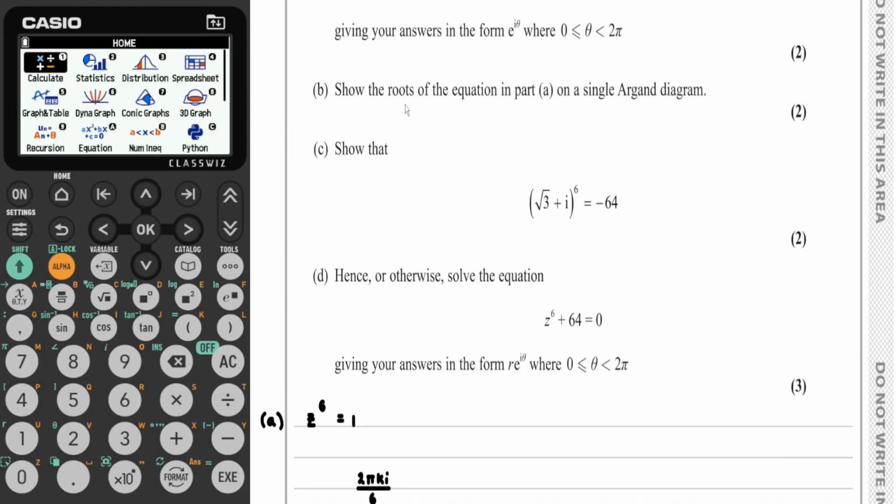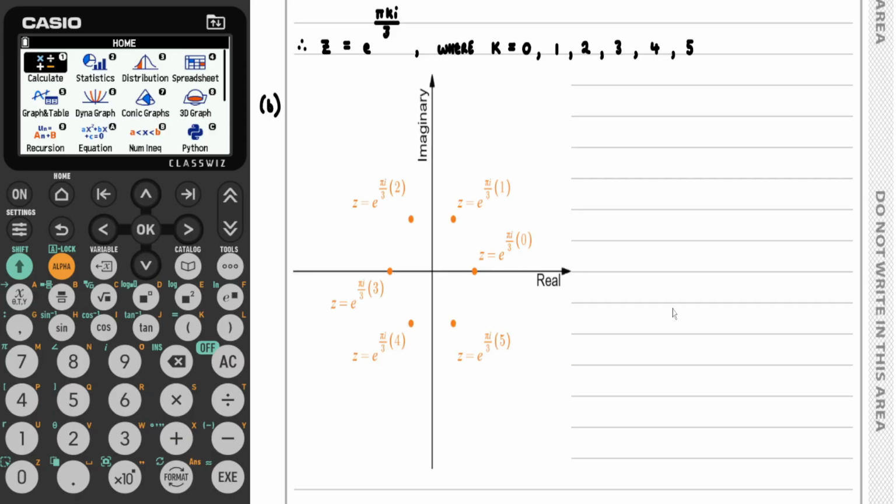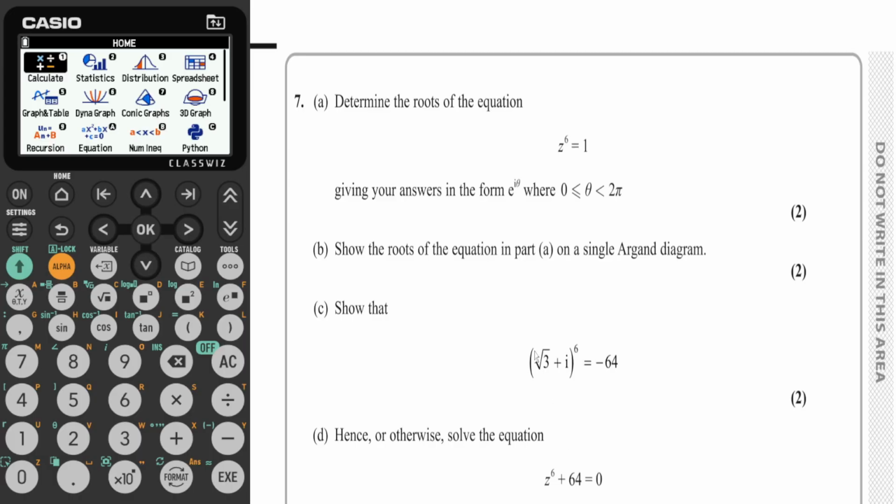Part B. Show the roots of the equation in Part A on a single Argand diagram. We see those 6 roots here. We've got e to the pi k i over 3 with different values of k from 0 all the way up to 5. Part C. Show that root 3 plus i to the 6 is equal to negative 64.